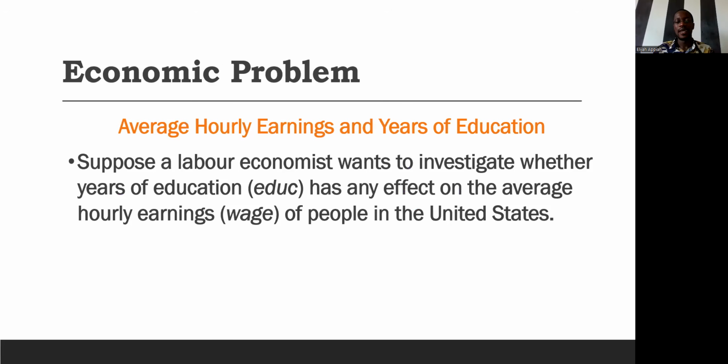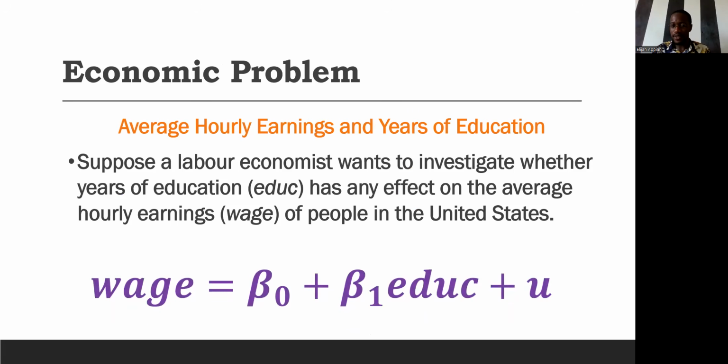So let's move on. Now there is an economic problem. We are looking at, for instance, a labor economist who wants to investigate whether years of education has any effect on the average hourly earnings, called wage, of people in the United States. So does years of education have any effect on wage? So we formulate a regression model, and it will be of this form. Wage becomes the dependent variable, and then we regress it on education. We'll have that relationship, so we have the intercept beta naught plus the slope beta 1.